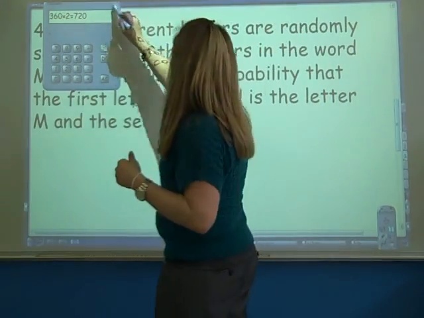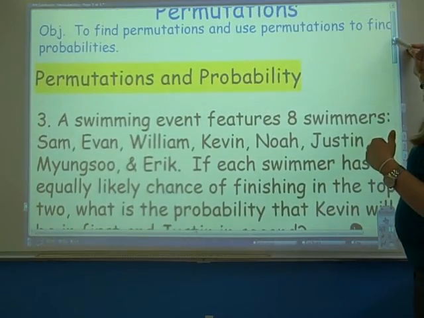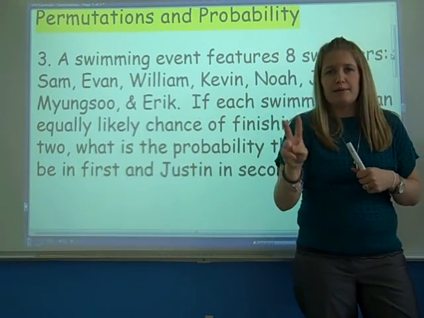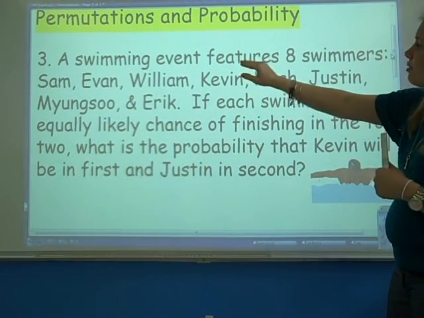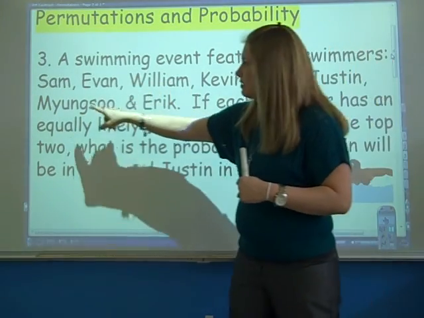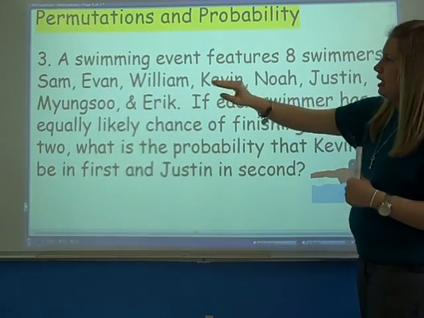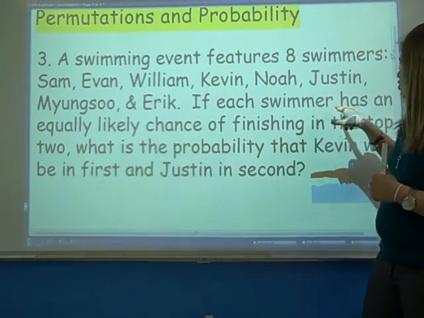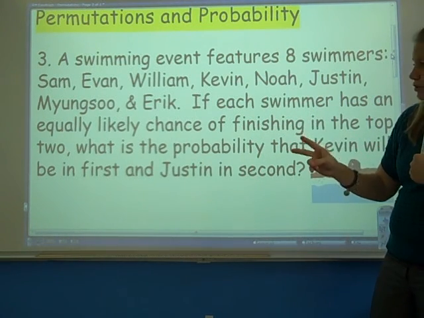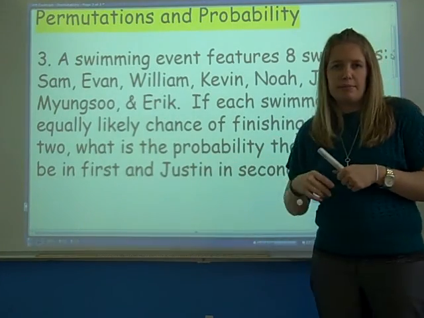Okay, a couple more problems and then we are done. Permutations and probabilities. So now I'm going to be asking you to do some probability questions. You have 2 more problems that you should be writing them both down. A swimming event features 8 swimmers.